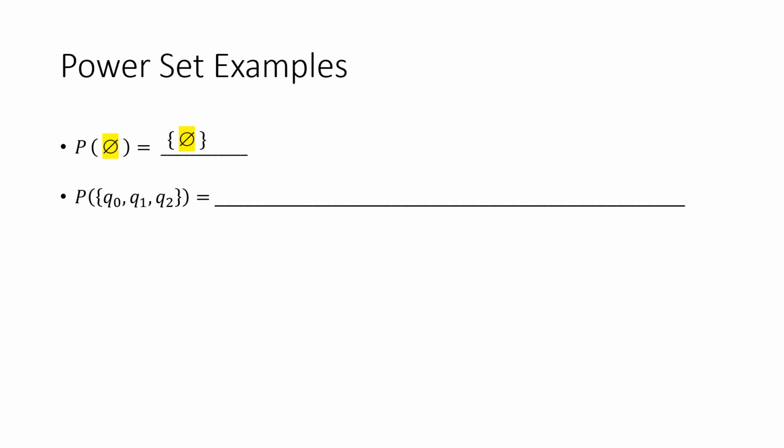For Q0, Q1, and Q2, you should have gotten 8 elements. They are the empty set, Q0, Q1, Q2, which are all sets, Q0, Q1 as a set, Q1, Q2 as a set, and Q0, Q2 as a set, and Q0, Q1, Q2 as a set, the whole thing. And if I count across here, I should see 1, 2, 3, 4, 5, 6, 7, 8 sets, and I do, so it makes sense because I had 3 elements, and now I have 2 to the 3 elements in the power set. So it looks like everything works out.